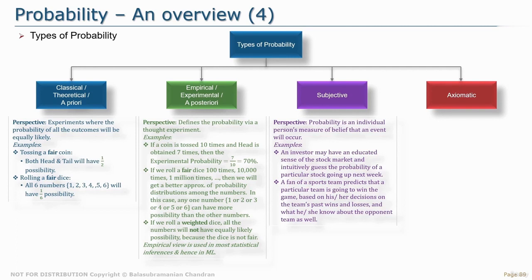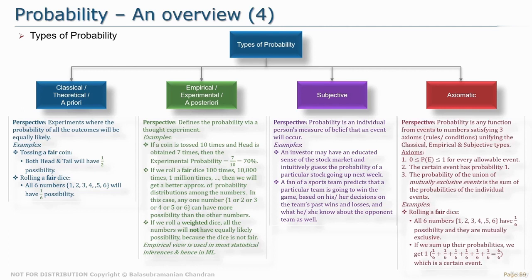How does the axiomatic probability work? Perspective: probability is any function from events to numbers satisfying 3 axioms, that is, rules or conditions, unifying classical, empirical, and subjective types. The axioms are: number 1, the probability of an event is greater than or equal to 0 and less than or equal to 1 for every allowable event.